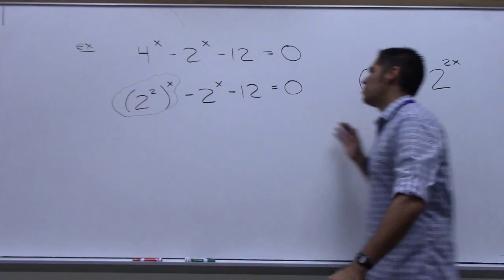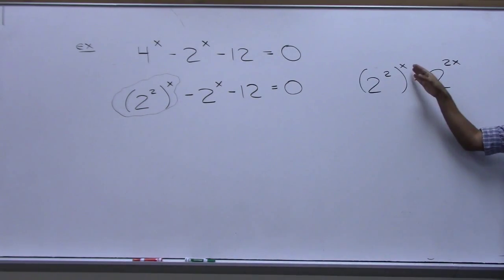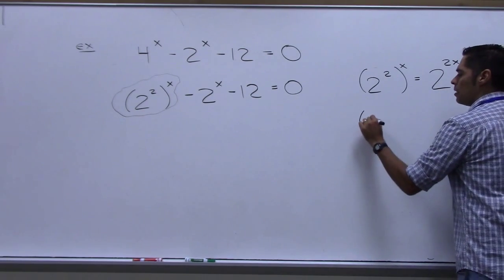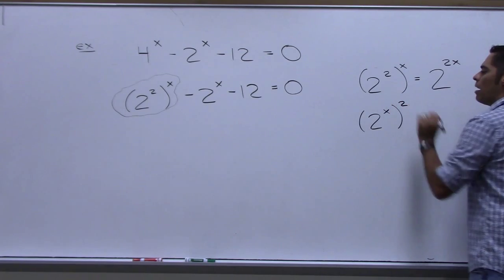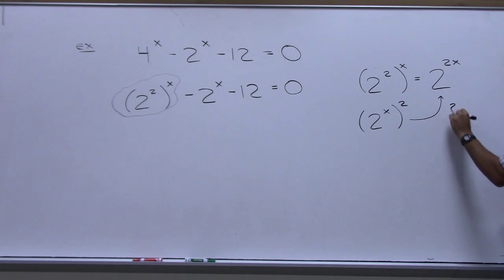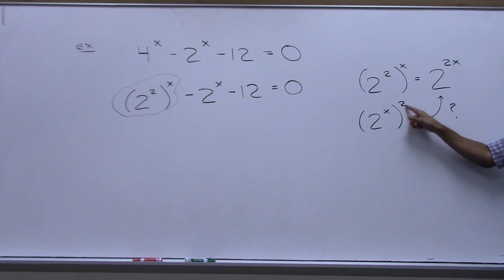And then on the side, I'm just reminding you that 2 squared to the x is really 2 to the 2x, yes? But is this the same thing? 2 to the x squared. What is this? Is that this? What do you do to these two? Multiply them, right? x times 2 is 2x. That's the same?